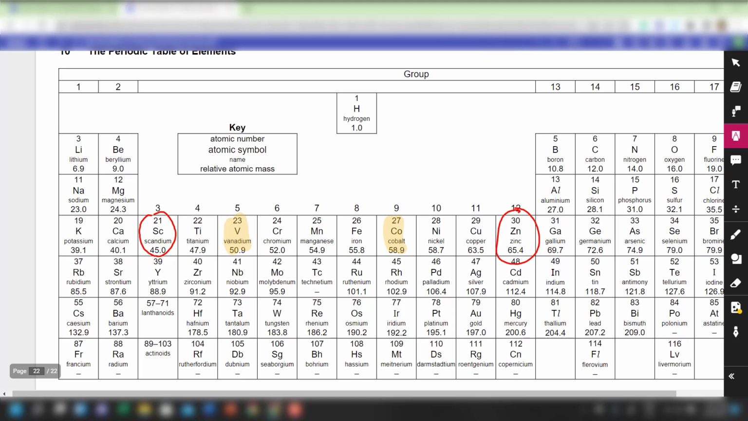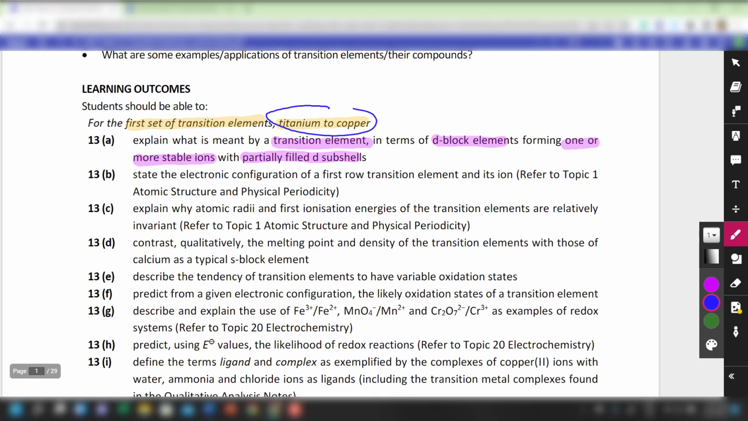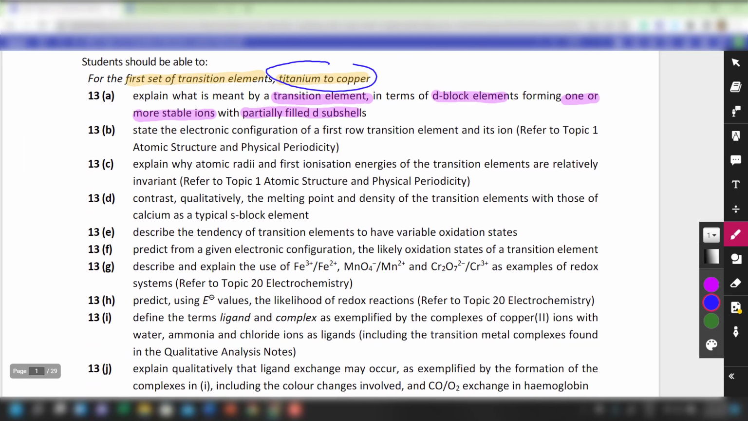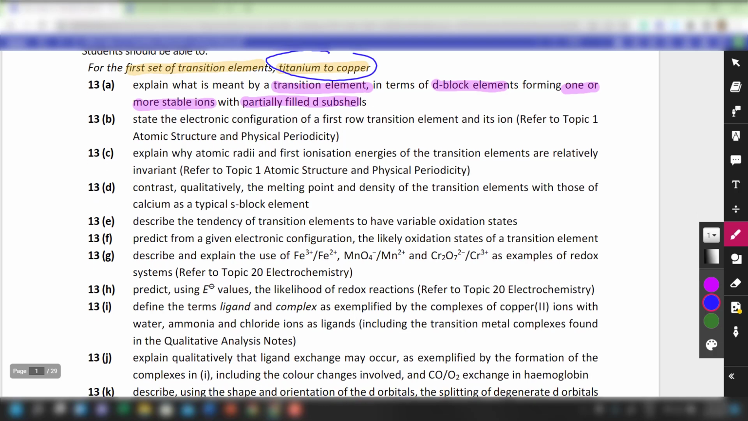The rest of the elements, you would have seen them once in a while, especially when you were in secondary school. So without further ado, we'll just jump straight into discussing the other learning objective. For 13b, state the electronic configuration of a first row transition element and its ions. Again, you have learned them in atomic structure and physical periodicity, that's topic number 1. So we are quite confident that you will be able to write down electronic configuration of first row transition elements.